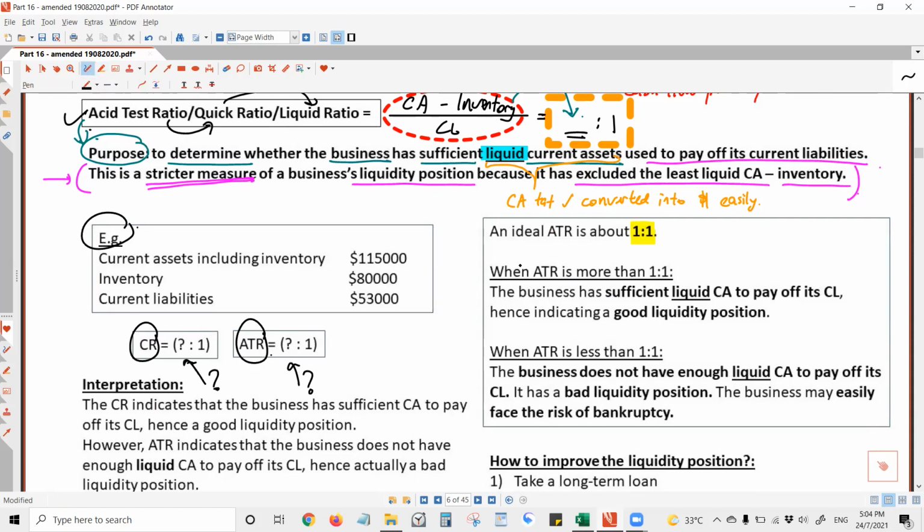For ATR, 1 to 1. Okay, what about current ratio? You can round it off to 1 decimal place if you get any. 3.7? No. Okay, hold on. For the ATR just now, did you get decimal places? You try to round it off to 1 decimal place, see what you get.